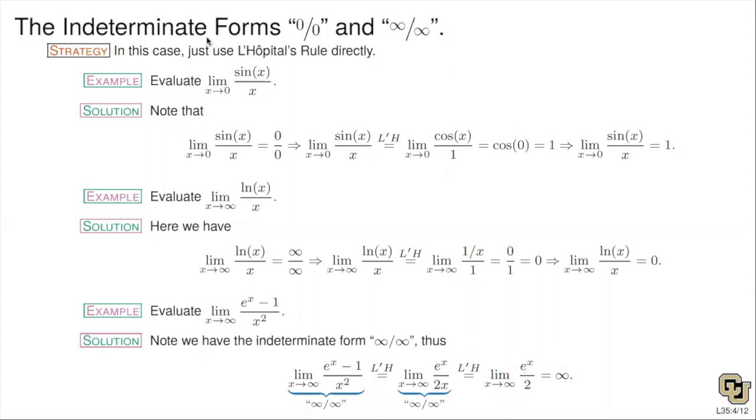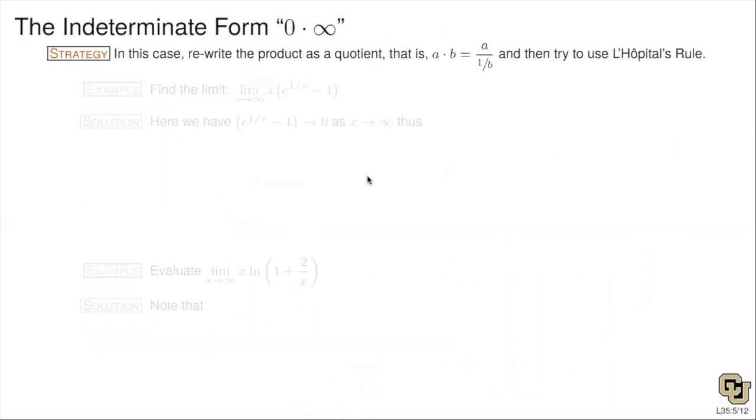So here you see two examples of, even though they're both infinity over infinity, in one case, the limit goes to 0. In the other case, the limit goes to infinity. This is exactly why this is an indeterminate form. Depending on how it's going to infinity, the limit will behave one way or the other. Okay, so now we start to do slightly more complicated problems.